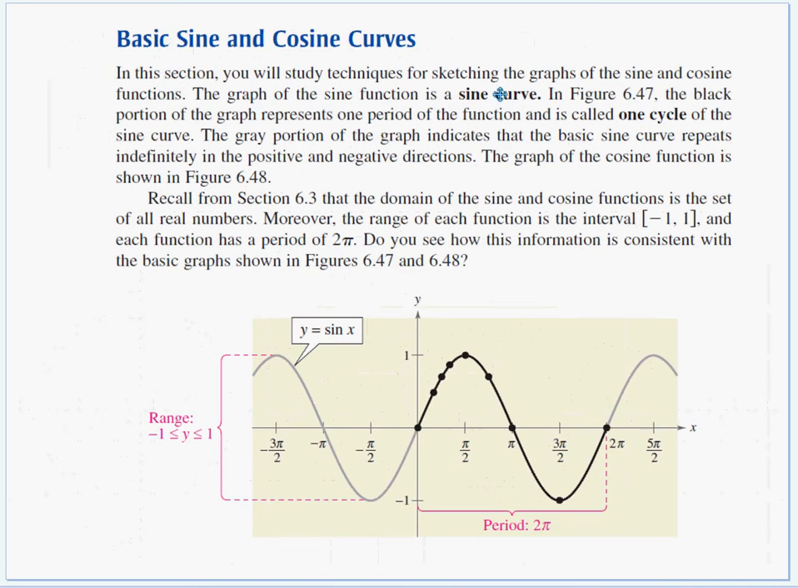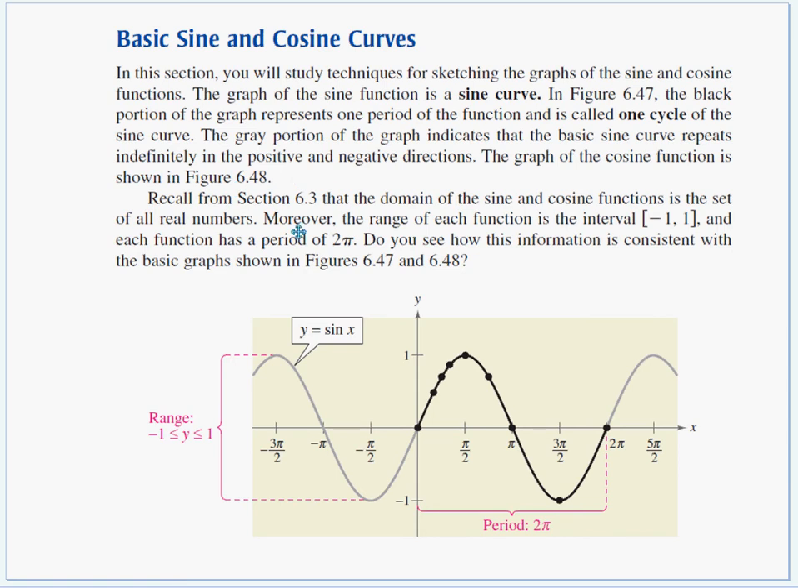In this section, you're going to study techniques to sketch the graphs of sine and cosine. The graph of the sine function is a sine curve. In the figure below, the black portion of the graph represents one period of the function. It's also called one cycle of the sine curve. The gray portion of the graph indicates the basic sine curve repeats indefinitely in both positive and negative directions. The graph of the cosine, we'll see on the next slide.